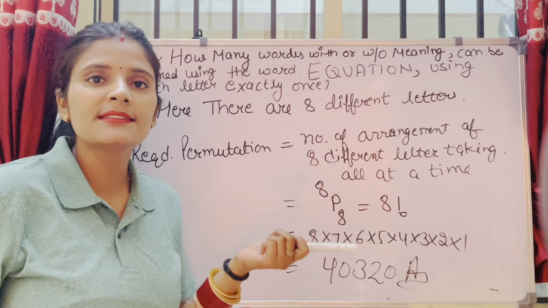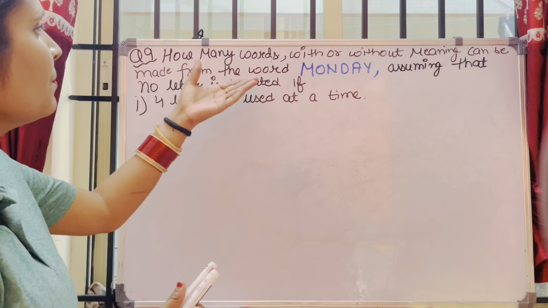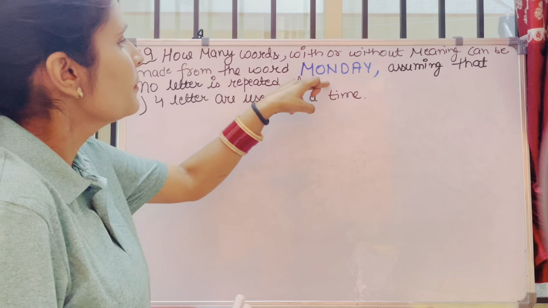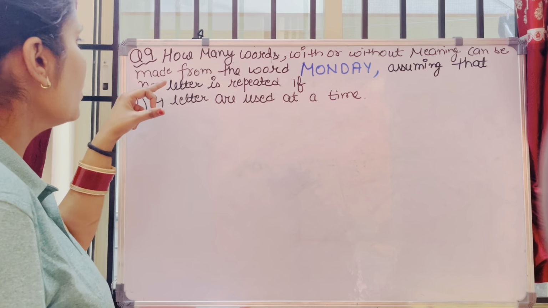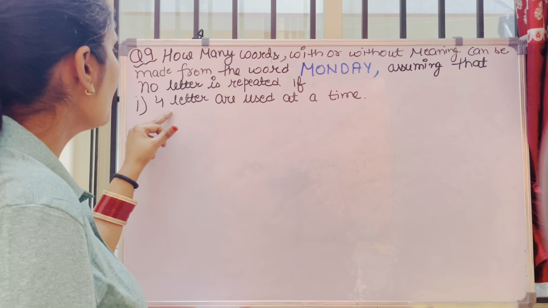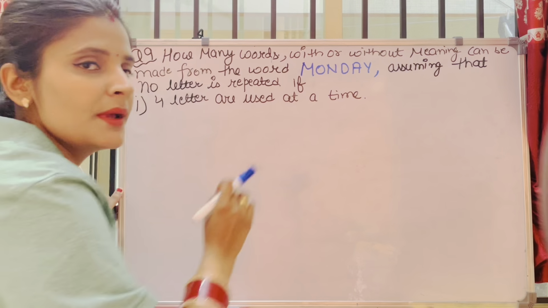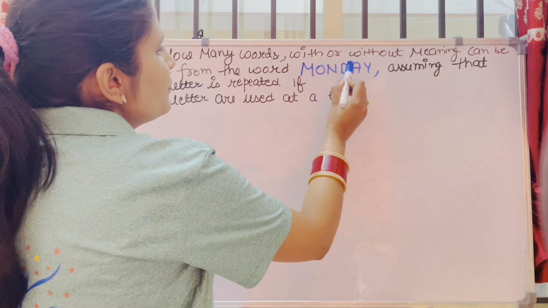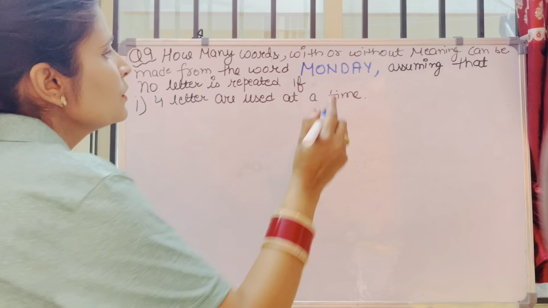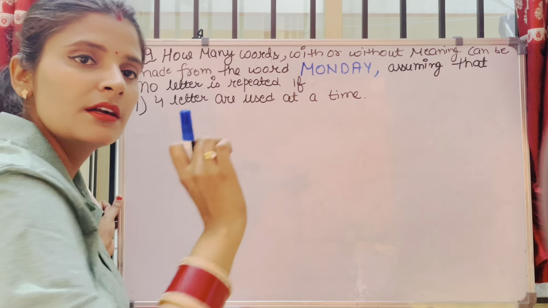We have already practiced these types of questions in previous lectures, right? So our next question is: how many words, with or without meaning, can be made from the word MONDAY, assuming that no letter is repeated, and the first condition is if 4 letters are used at a time, right? So in Monday, how many letters are there? 1, 2, 3, 4, 5, 6, right? So here there are 6 different letters. No letter is repeated here. You can see that all letters are different.